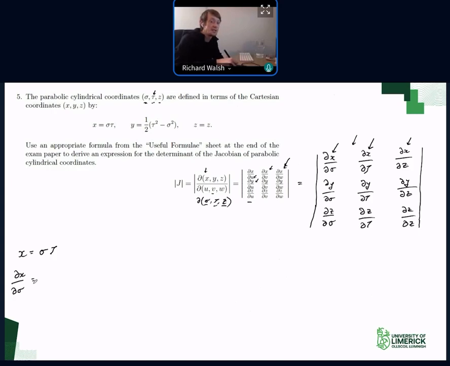I'm going to treat any other variable other than sigma as a constant. So I don't have any z in it, but tau, I'm going to treat that as a constant. So I'm treating this as 3 times sigma. If I differentiate 3 sigma with respect to sigma, I would get 3. If I differentiate tau sigma with respect to sigma, I will get tau. That's the first partial derivative of x with respect to sigma. I also need the first partial derivative of x with respect to tau.